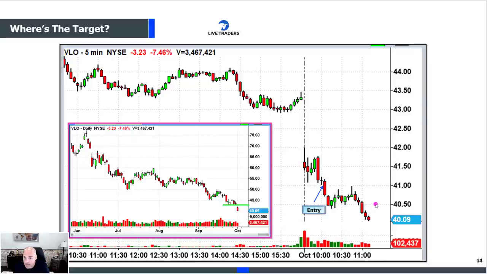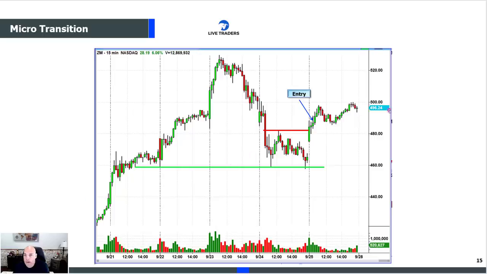And then you'll have to wait for it to bounce to 40-50 and do the same thing. All right, so one last slide and then we'll call it a day. This one is a little bit different, okay? By the way, what a great entry here at 480, huh? Look at this turnaround bar right there on ZM.